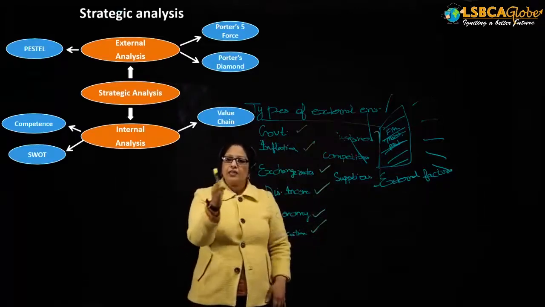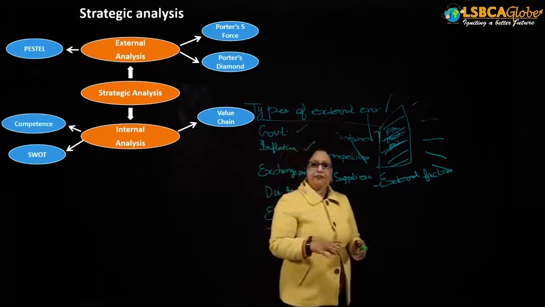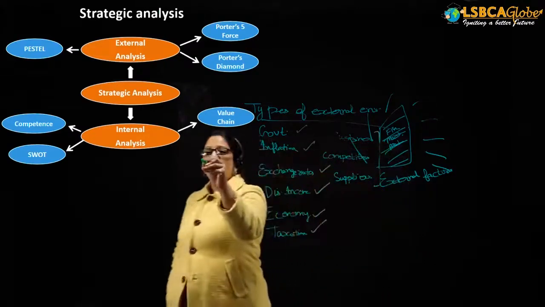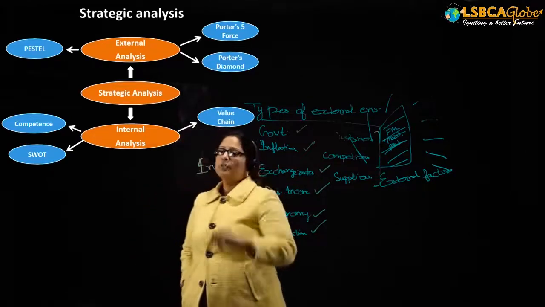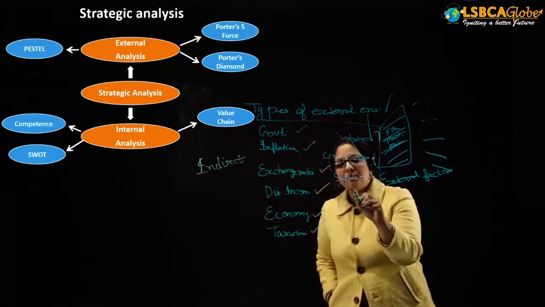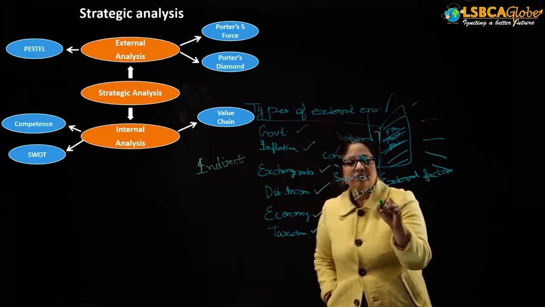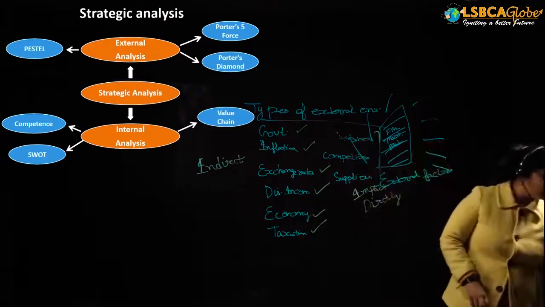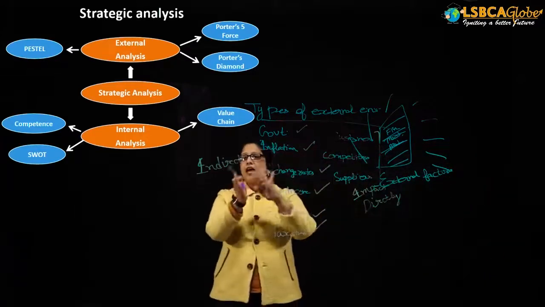Basically, I have written it in this manner because of the impact. Whatever factors are on the left-hand side are going to impact the organization in the indirect manner, and whatever are on the right-hand side are going to impact the organization directly. Is it clear, class? So this is the direct factor, this is the indirect factor.